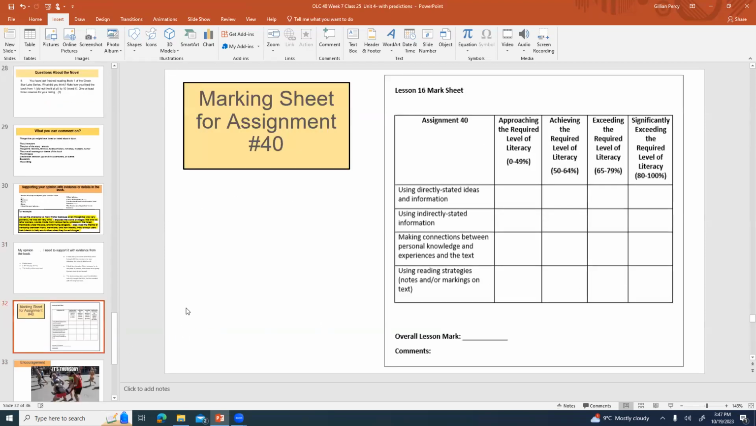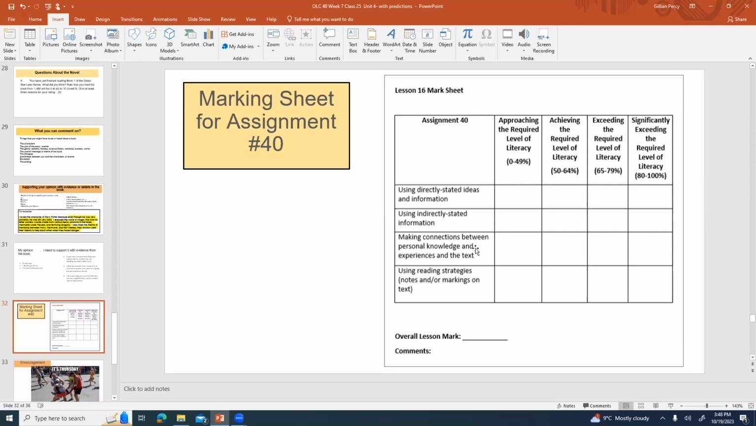This is the marking sheet for assignment 40. Assignment 40 is long and it's got a lot of different parts, you can see. Here we're looking at using directly stated ideas and information. Some of our questions, you can just go in the book and it's just stated there. Using indirectly stated information, sometimes you're going to have to read between the lines. For example, when we're talking about the complexity of the relationship or whether it's a good or bad relationship, it's not going to just say that. We're going to have to put two and two together.